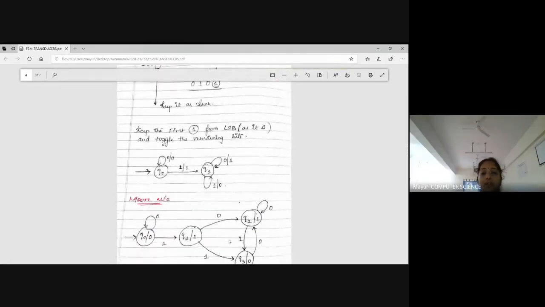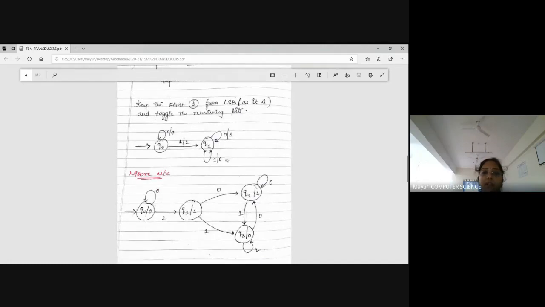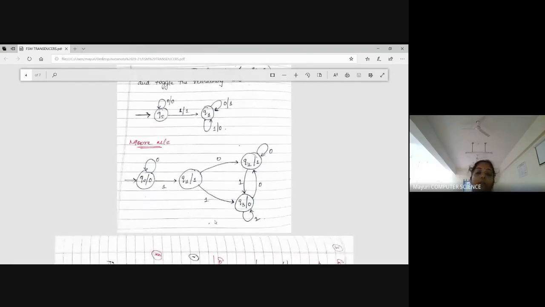Same question, now going to the Moore machine. This is the Mealy machine, this is the Moore machine. You see the number of states: there it is 2, here it is 4. It is double the states. So now what I have to do is, since output is associated with each state, by default for the state Q0, I will take output 0. For Q1, I will take the output as 1.